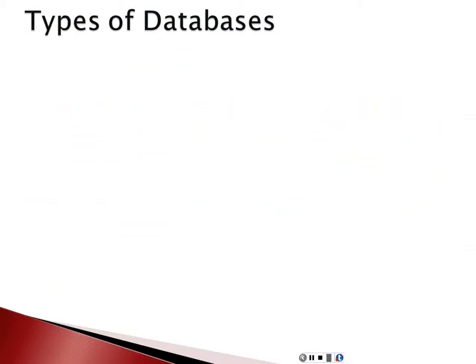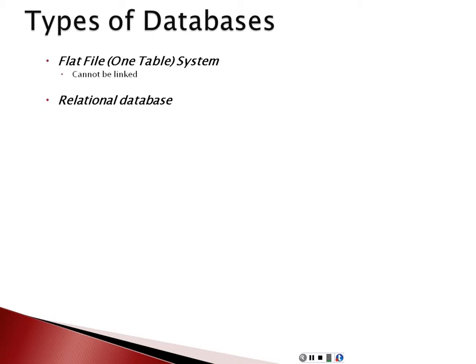Let's look at various types of databases. There's a database called Flat File, and it just has one table in it, and it can't be linked. So a very simple database, a flat file. We already mentioned a relational database. It has multiple tables, and it stores data in predefined tables that contain those rows and columns. It looks kind of like a spreadsheet. It looks a lot like an Excel spreadsheet.